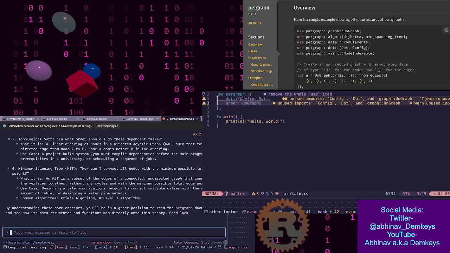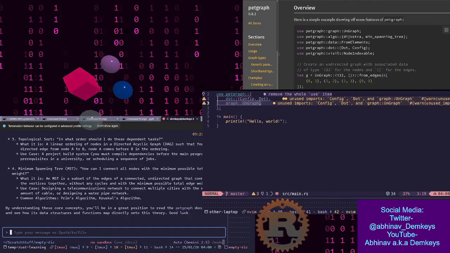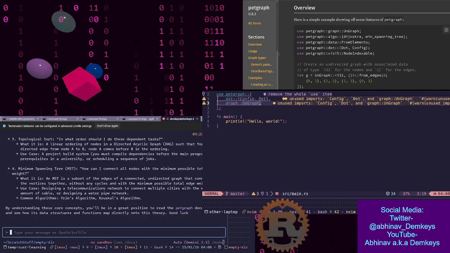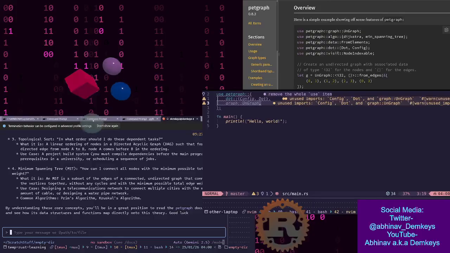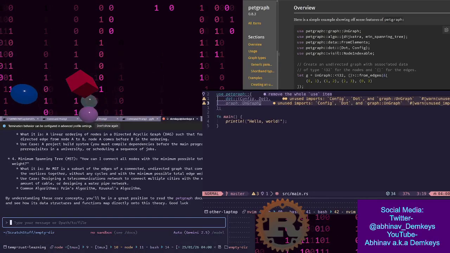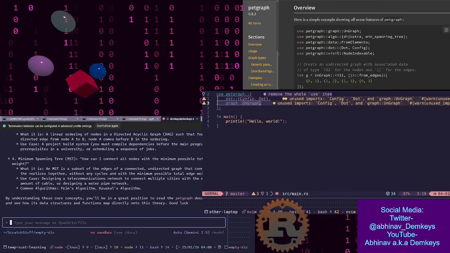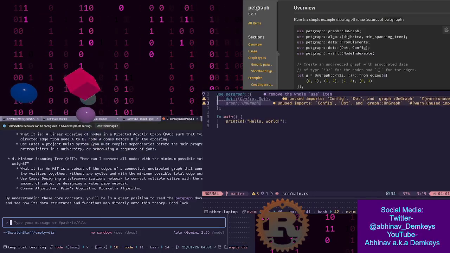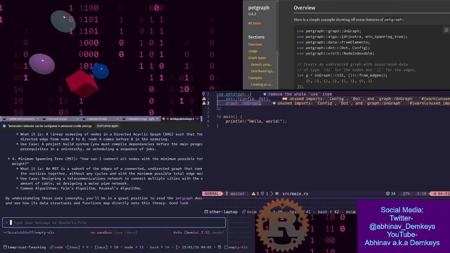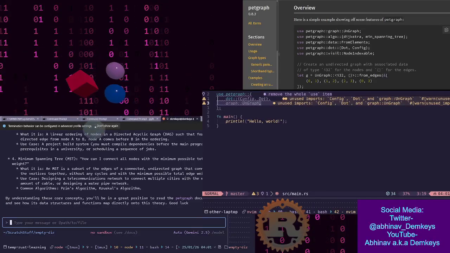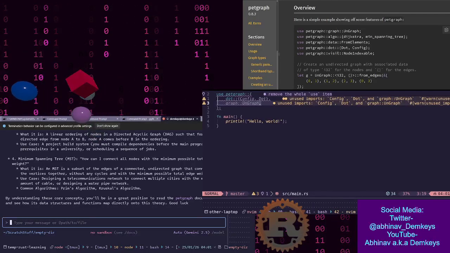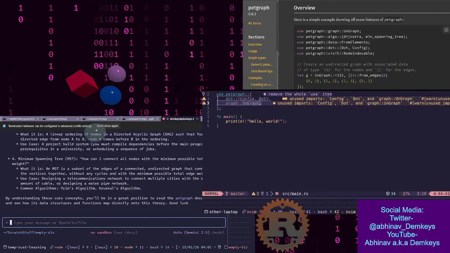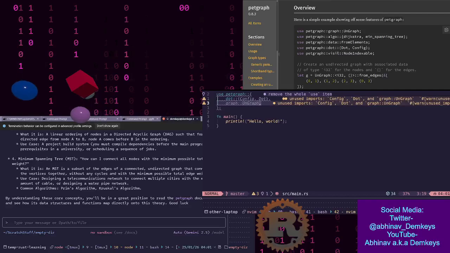By understanding these core concepts, you'll be in a great position to read the petgraph documentation and see how its data structures and functions map directly onto this theory. I'm going to keep this conversation open because I want to export this later on and have this be one of the knowledge base things in my personal website, whenever I do build the website. I want to have this present there.